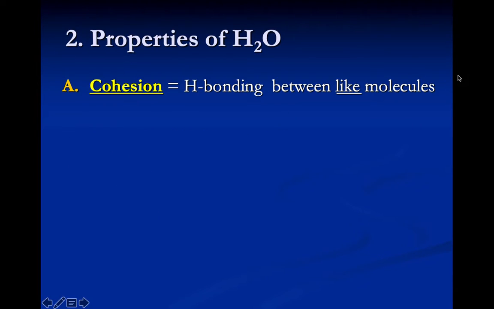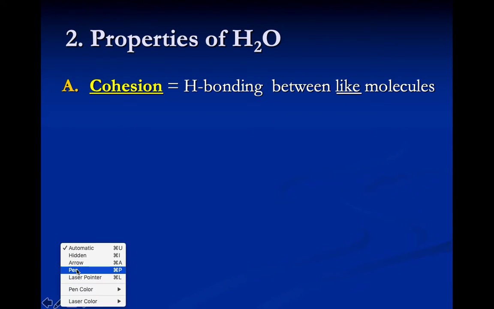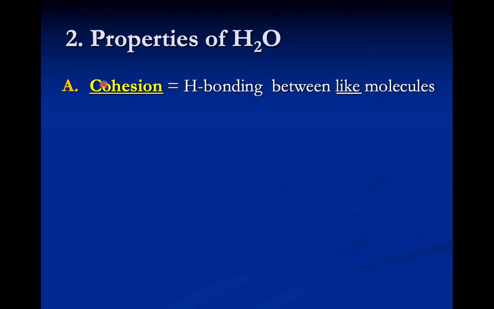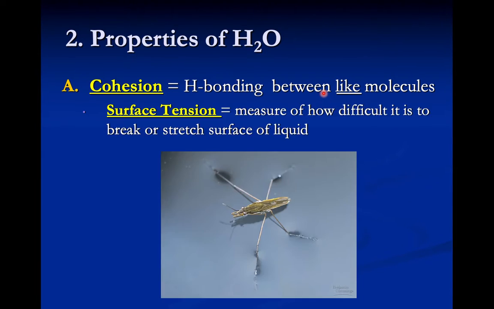Now, a second property of water, well, part of it really, is its cohesion. Co means together or same. Like you have a co-worker, somebody you work with. So cohesion should mean together or same: hydrogen bonding between like molecules. What does that mean when we say like molecules? For water, it's talking about other water molecules.